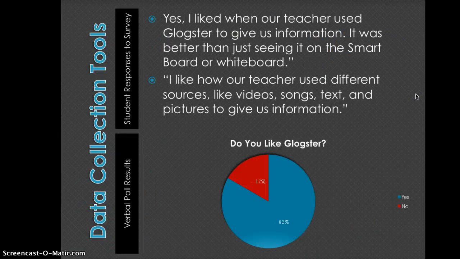In this slide are the student responses to the survey given at the end of the project and a graph representing the result of the verbal poll. The students' responses to the survey say, yes, I liked when our teacher used Glogster to give us information. It was better than just seeing it on the smartboard or whiteboard. I like how our teacher used different sources like videos, songs, text, and pictures to give us information. The verbal poll shows that 83% of the students in the class liked Glogster, while 17% did not seem to like Glogster as much.